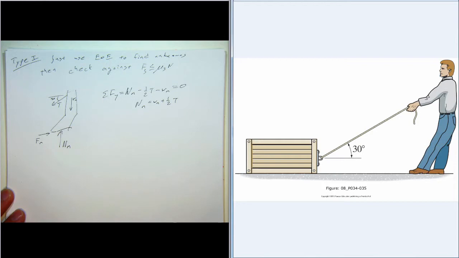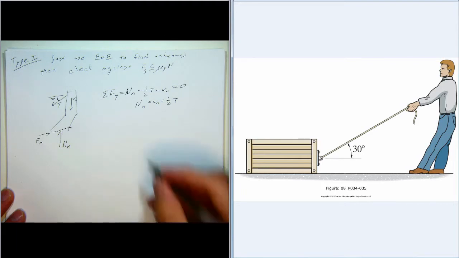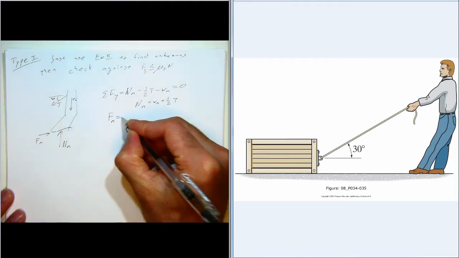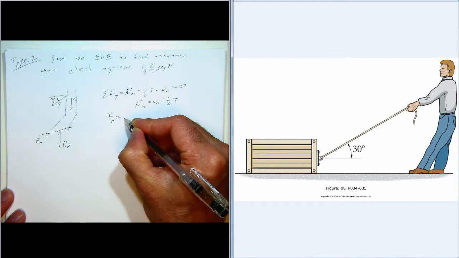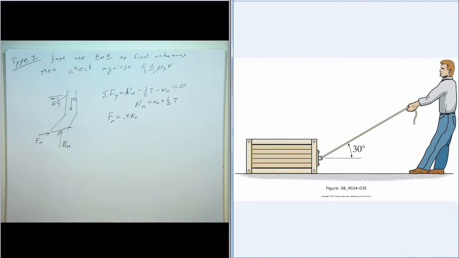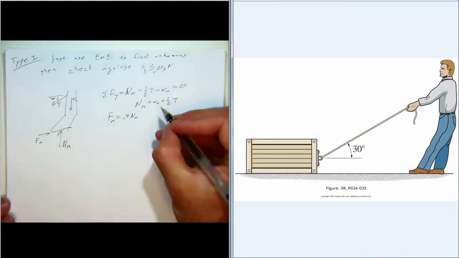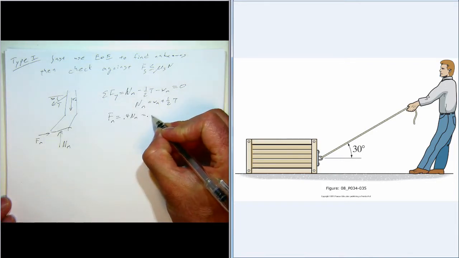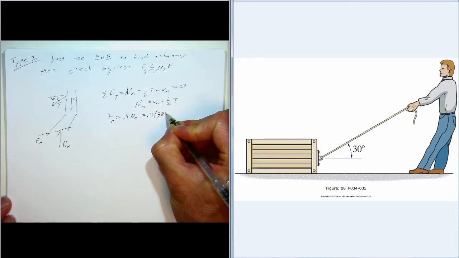And we're going to go ahead and assume that, like I said, we want to find the biggest tension that he can have, so we'll assume that Fm is equal to 0.4 times the normal force of the man. So that's the biggest it can be, and we'll go ahead and assume that it's the biggest it can be. So that's 0.4 times the weight of the man, which is 784 newtons.